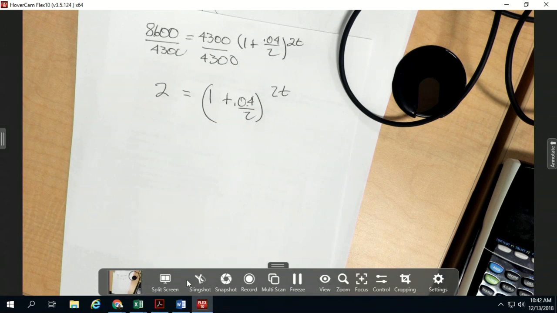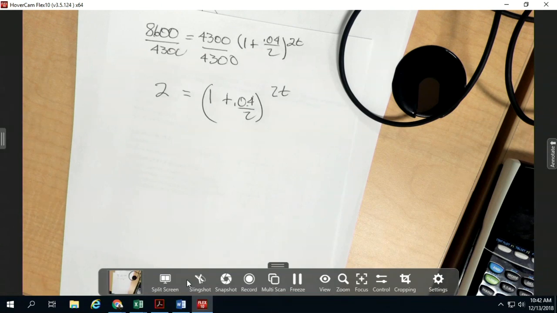Okay, so now we're looking for t. We're not looking for the amount. We're looking for t. Okay, how do we find t? Step 1, divide by 4,300, and we get 2 is 1 plus 0.04 over 2 to the 2t. I took the 8,600 and divided it by 4,300 to get 2.